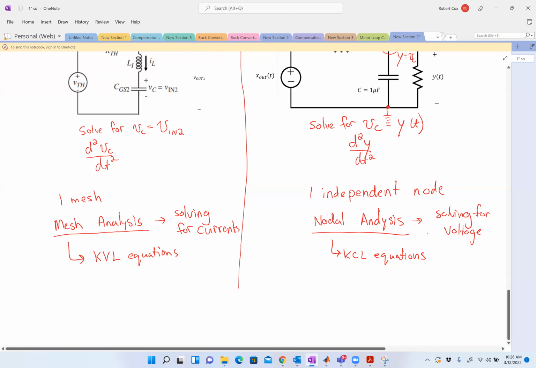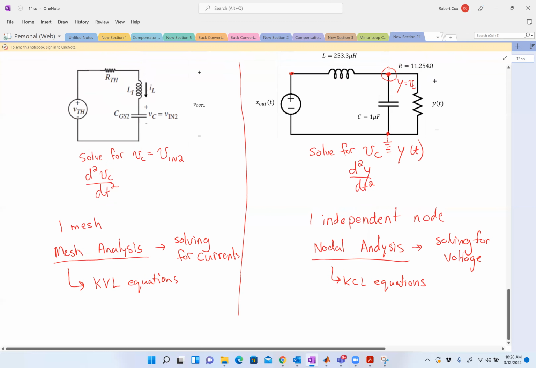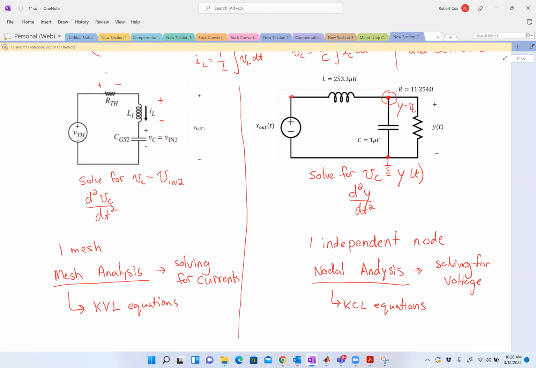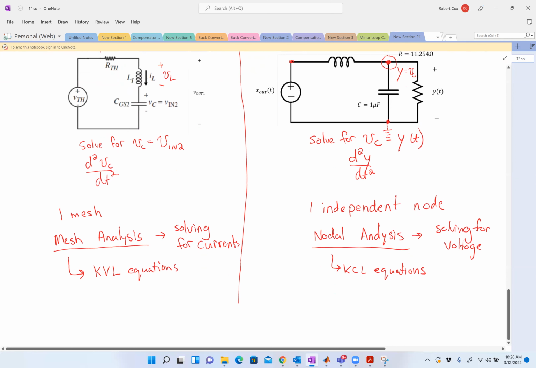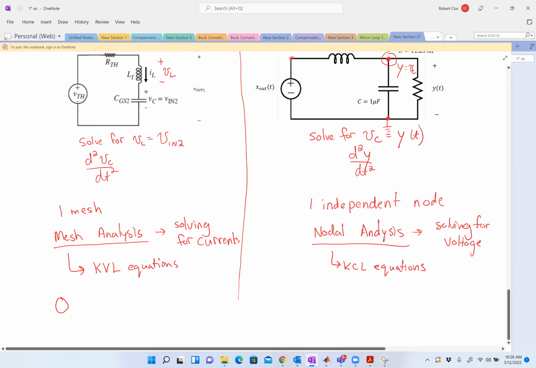So if we look at that, then what that says is, I look at a circuit like this one and I say, all right, I have a voltage across this resistor, a voltage across this inductor. So I'll write this as V sub R, V sub L, and I need to do a KVL. In this case, I would say zero equals minus V Thevenin plus V sub R plus V sub L plus V sub C, or V in two, right? Because I've called that V in two, I'm going to write it that way.